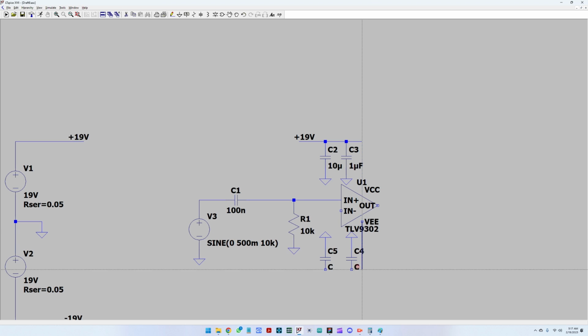Okay, and let us connect this to the negative supply voltage, which is minus 19 volts. Okay. Great. So this stage should be able to amplify my signal 10 times.